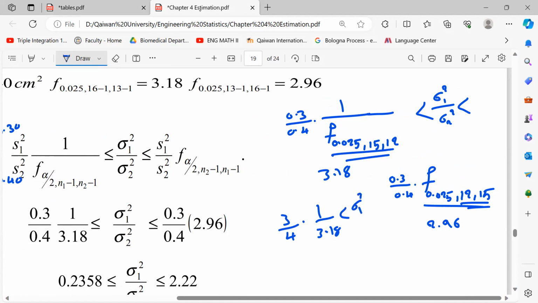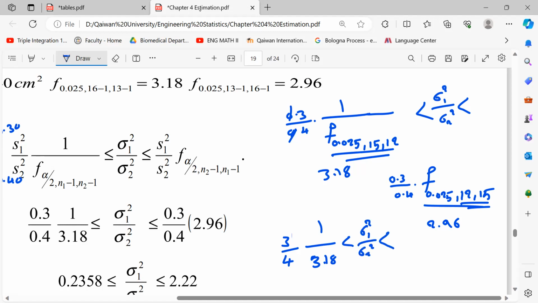Less than sigma 1 squared over sigma 2 squared. Let me write down below. It's 0.3 over 0.4. These two decimal places cancel each other. We get 3 over 4 times 1 over 3.18 is less than sigma 1 squared over sigma 2 squared, which is less than 3.04 times 2.96.